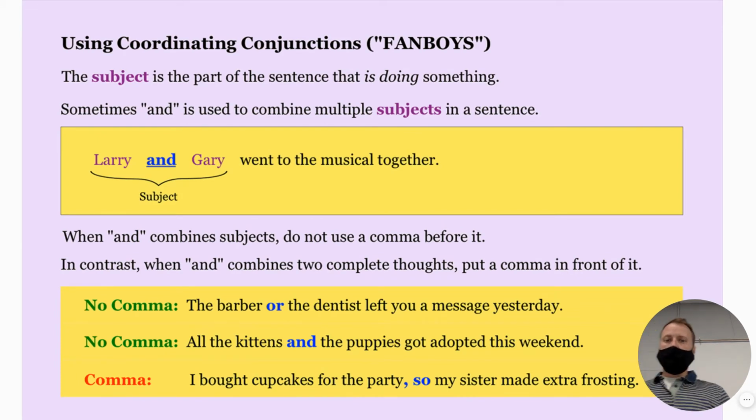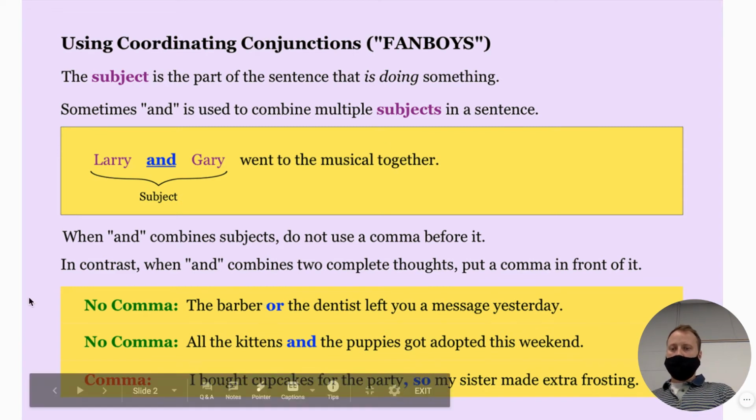So, using the conjunctions. When they are not connecting two complete thoughts, you do not use a comma. You only use a comma when they're connecting complete thoughts or groups of three or more. We'll talk about that later. Here's an example where a conjunction is joining two subjects, because we just talked about what's part of a sentence. Larry and Gary went to the musical together. We have two subjects, Larry and Gary. So we need no comma. Example right down here, no comma.